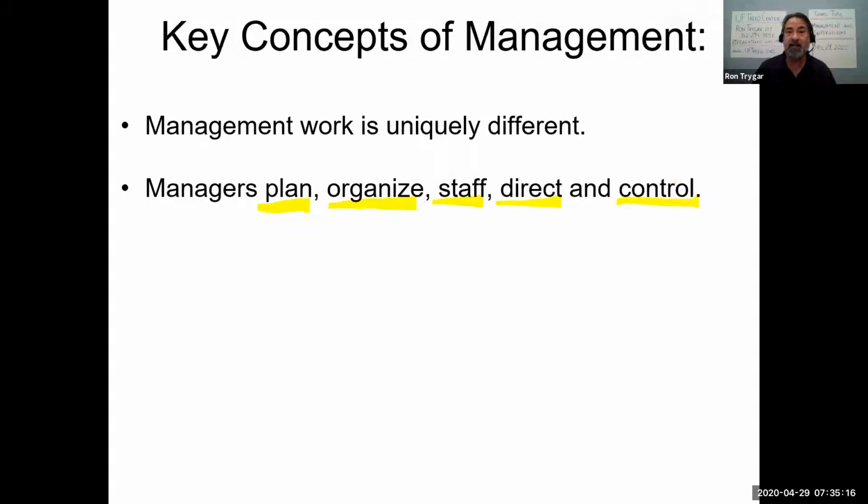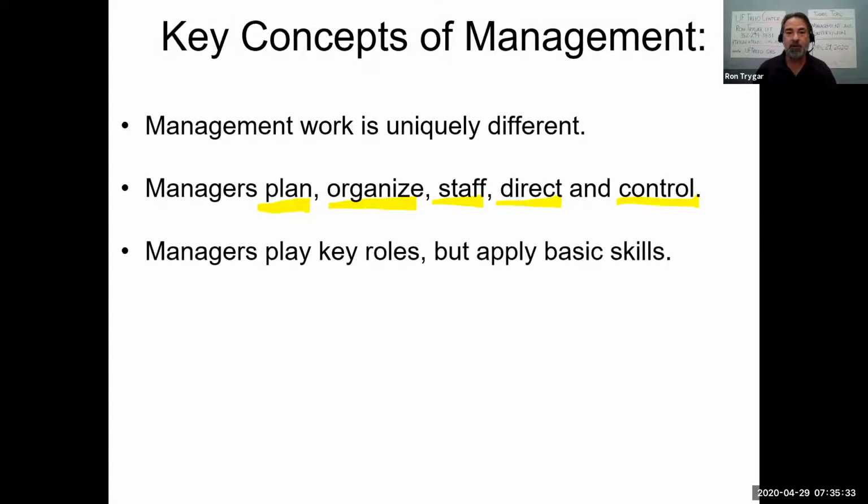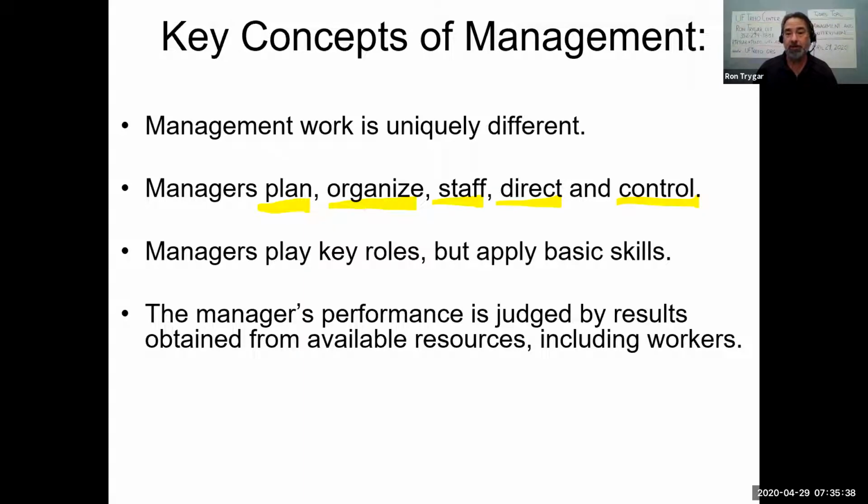I suggest that you put these in your memory bank now and just remember that this is the order that they go in. We plan, we organize, we staff the facilities, we direct folks, and we provide control. And it always comes back and looks back at the plan, by the way. So managers play key roles, but apply some basic human relations skills. And the manager's performance, by the way, is judged by the results that they obtain from the available resources, which essentially includes the workers. Remember that the workers are the frontline folks.